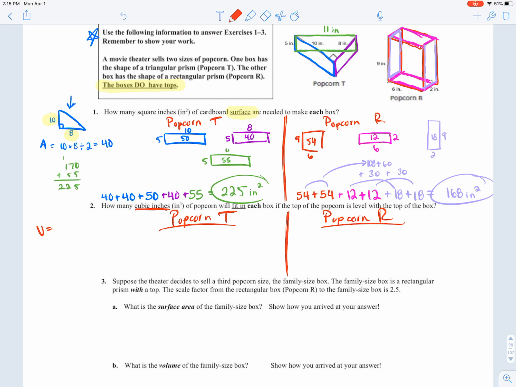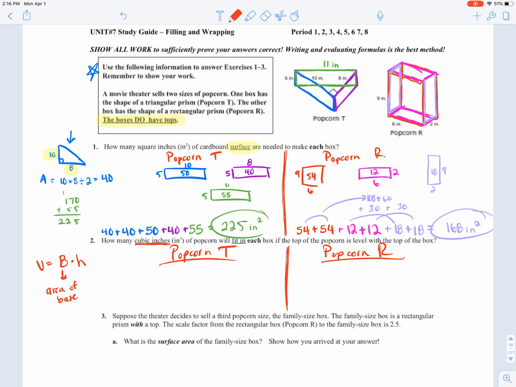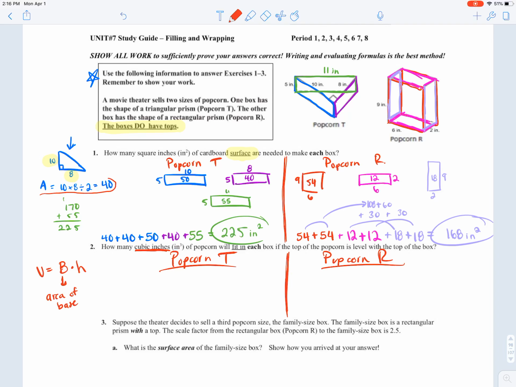Now, in the triangular prism, our base just so happens to be a triangle, right? We're going to save ourselves some time here because we actually already found the area of the triangle here. Take a look at that, right? Work smarter, not harder. So we're actually just going to take this, right? So we know that volume is equal to the area of the triangle, which is 40. But now we need to multiply by the height of the prism.